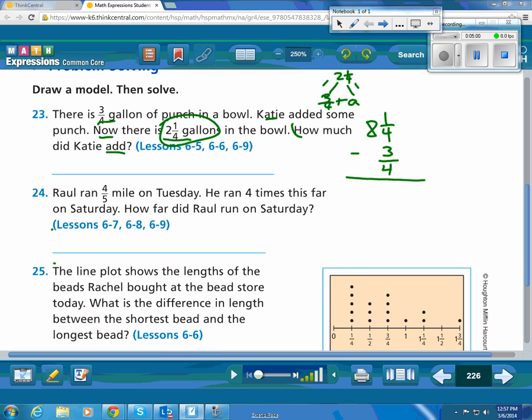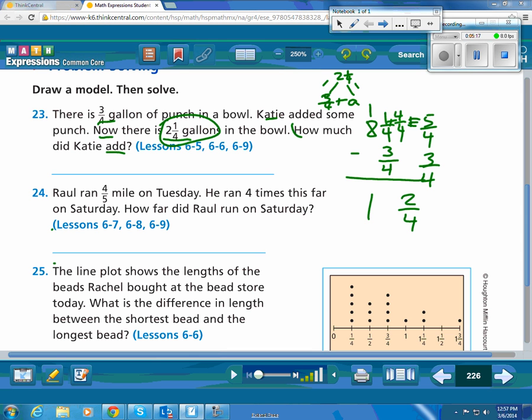I realize that I can't do that. Add a whole. Okay, that becomes 5/4 minus 3/4 is 2/4. I have one left, and it said to draw a model.